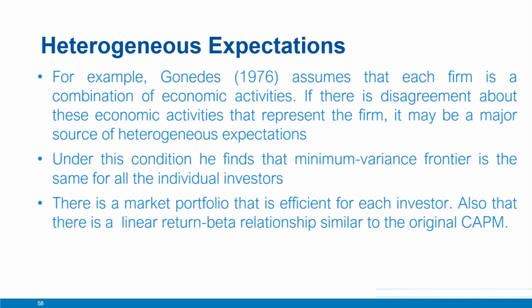One of the famous such models is from Goenitz, that assumes that each firm is a combination of certain economic activities, and if there is some kind of disagreement about these economic activities that represent the firm, this is the only and one of the major sources of heterogeneous expectations. And under this assumption and condition, the model shows that the minimum variance frontier is the same for all the individual investors, and there is a market portfolio that is efficient for each investor, which further results in a linear relationship between return and beta, which is similar to the original standard CAPM.